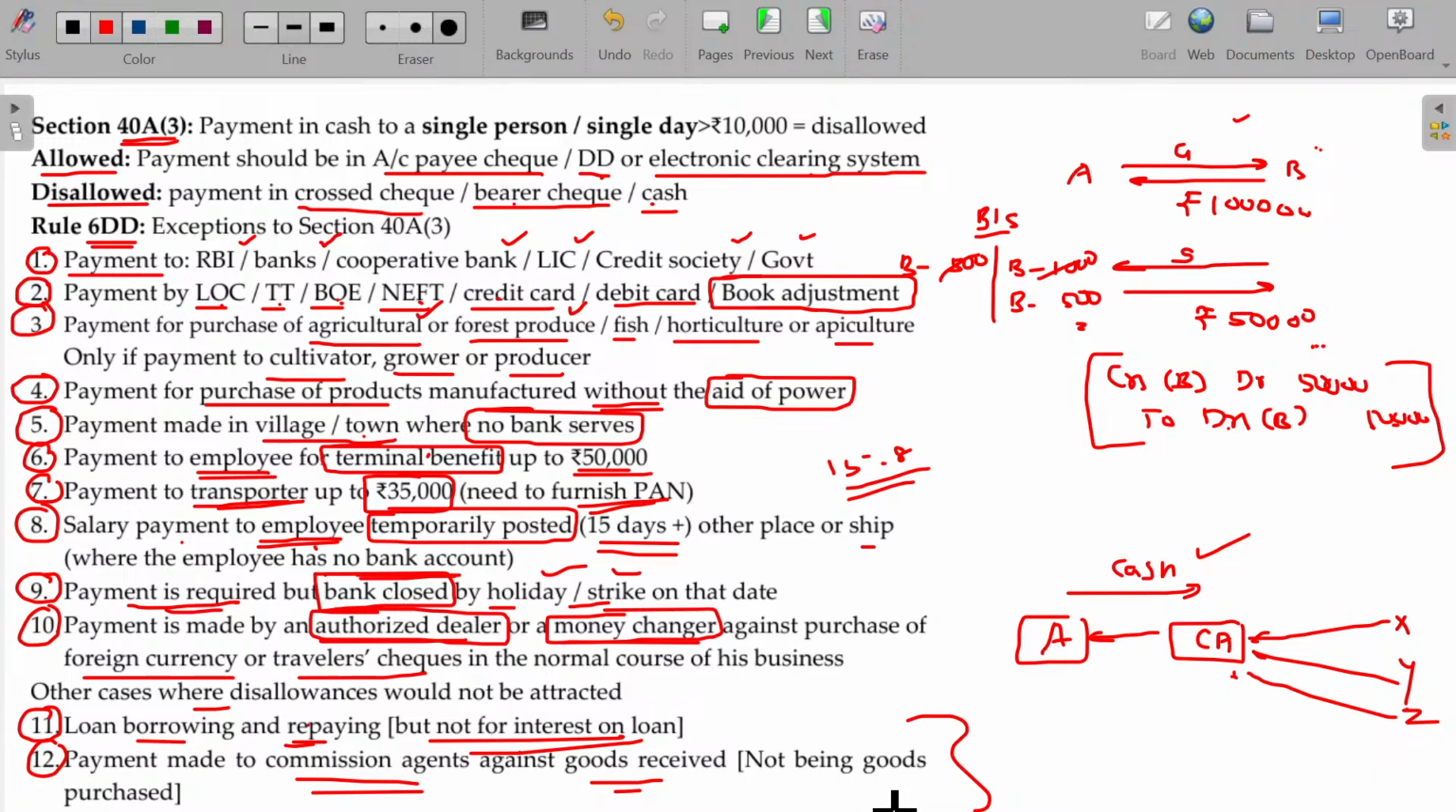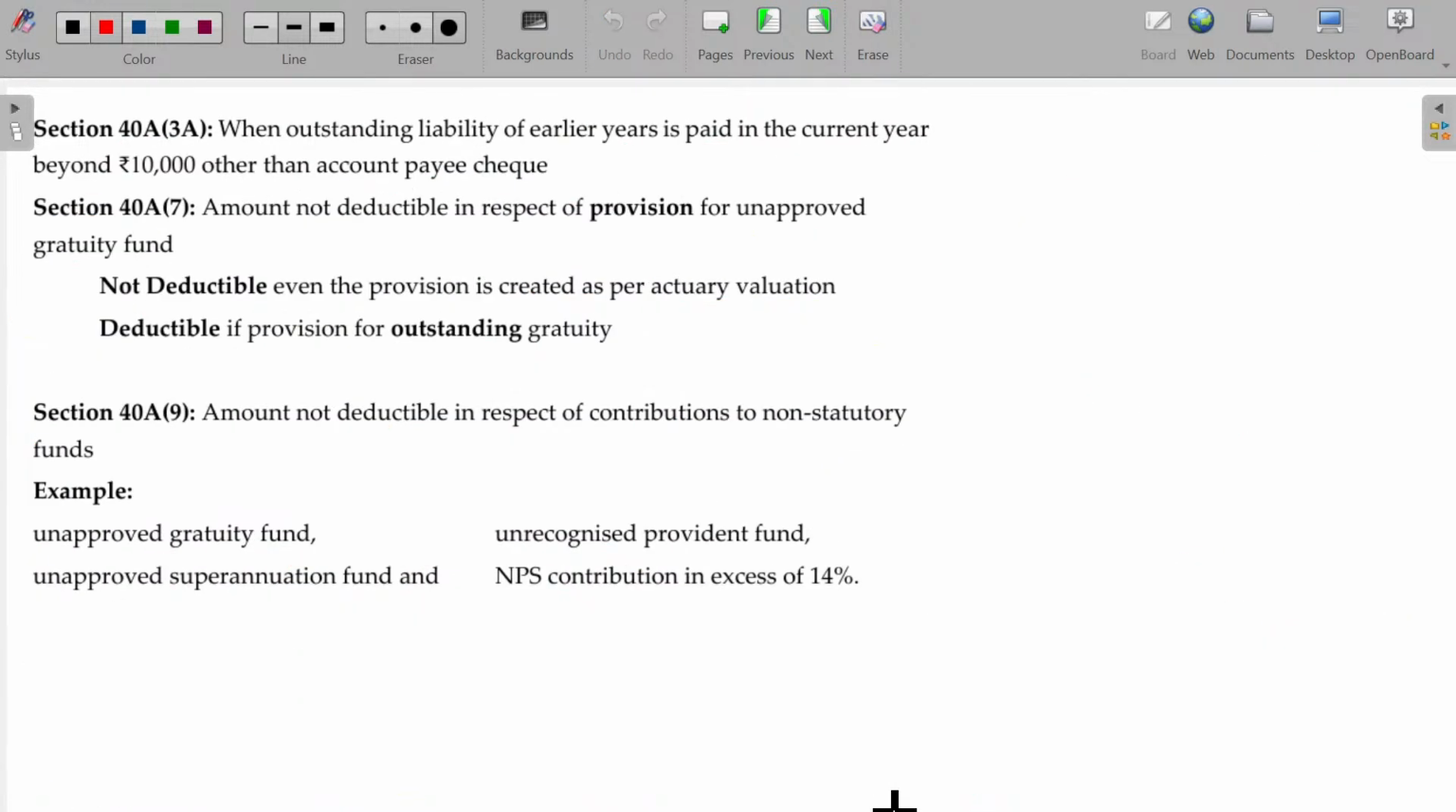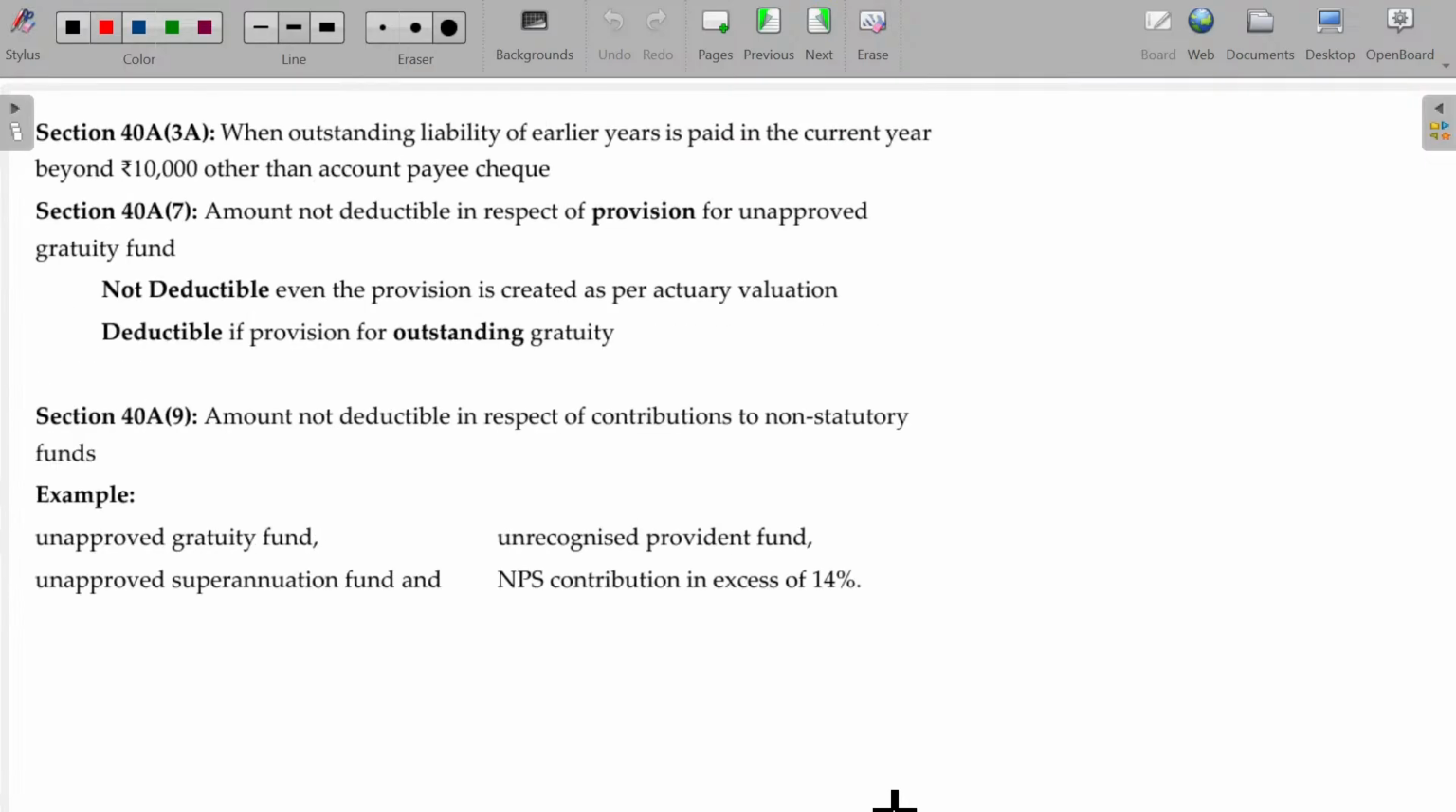Hope now you'll be able to understand section 40A class 3. Payment in the form of cash in excess of 10,000 is disallowed. So 3 more items to be completed. So with that, section 40A class 3A, 7, 9 also will be completed.